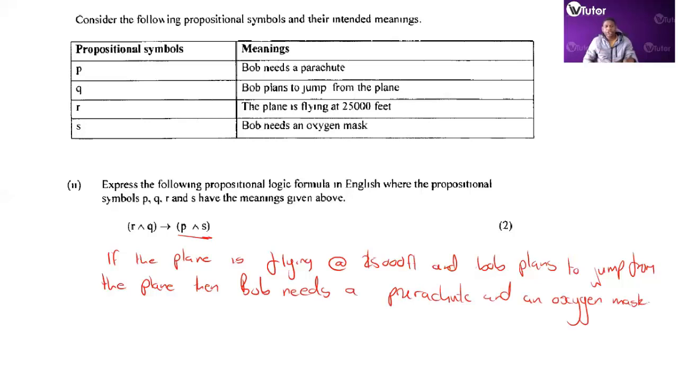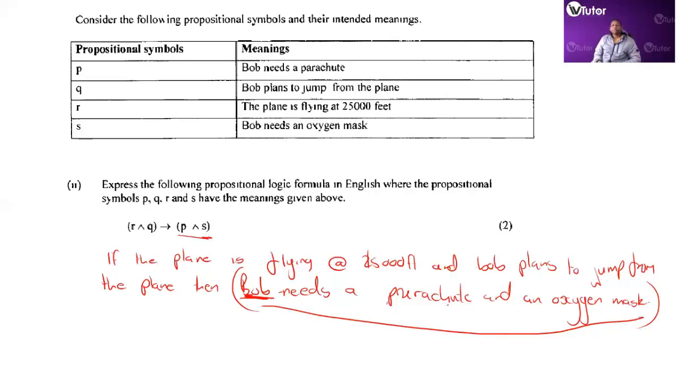I want you to observe something. Once we have introduced a subject, say Bob, we know the subject is Bob, so we can join multiple statements knowing who we are talking about. When you read this statement all across, you know it is Bob who needs a parachute and an oxygen mask. So let's leave it there.